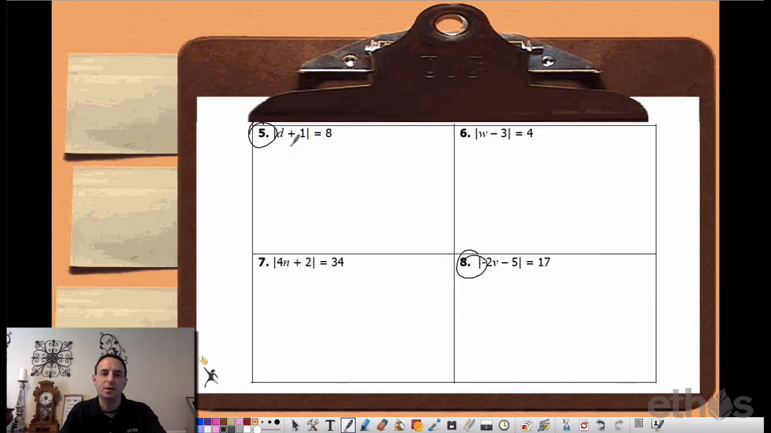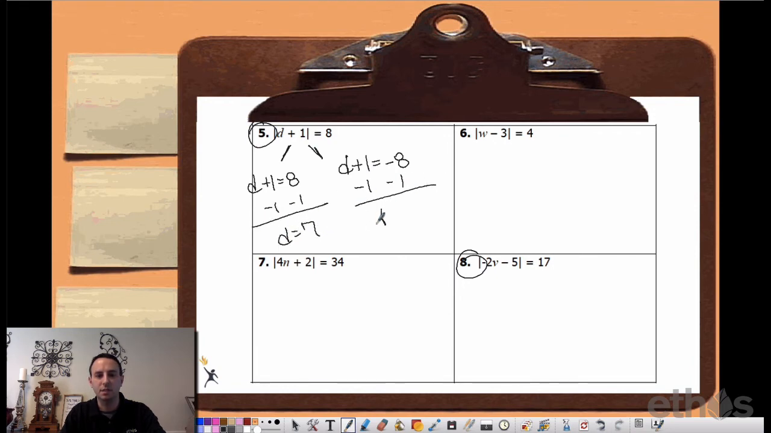All right, so let's go ahead and get them solved. So d plus 1 is equal to 8, and over here d plus 1 is equal to negative 8. So subtract 1: d over here is equal to 7, and over here d is equal to negative 9. So you can say d is equal to negative 9, 7. And it doesn't really matter if you write 7, negative 9. It's just a habit of mine to put the negative first. And then the same thing here.